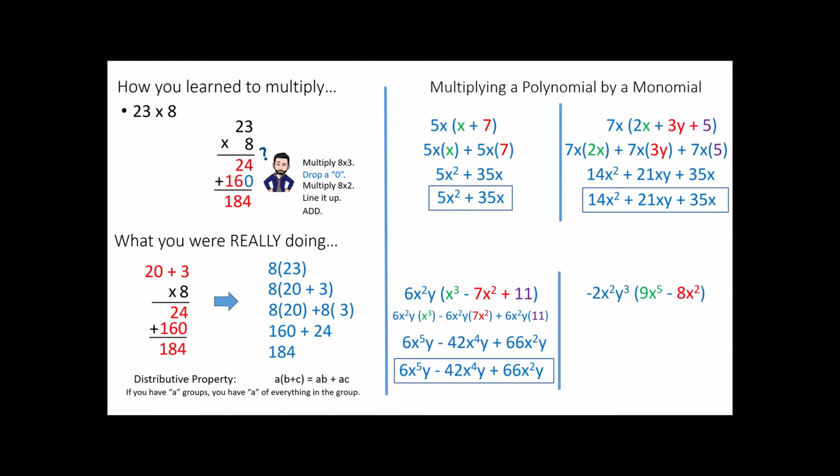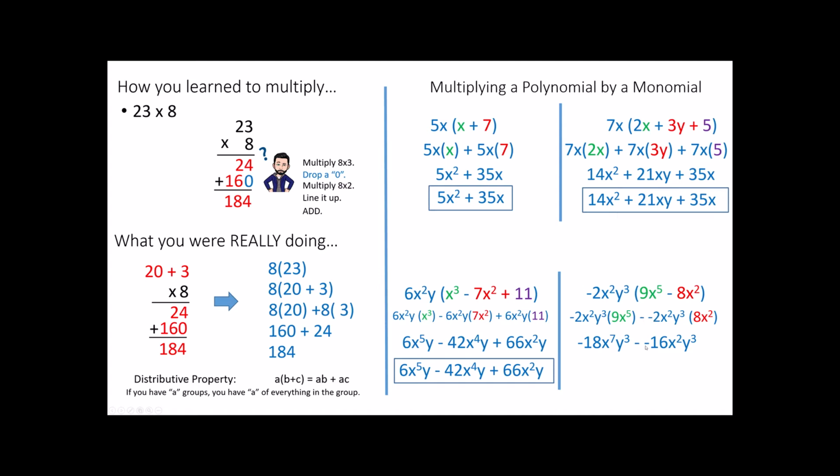Here's one more. Try that on your own. I'm going to assume you've already done that. We'll do this one a little more quickly. Whatever's on the outside gets multiplied by everything on the inside. Be very careful because you've got a negative here and a minus here. When I multiply this together, I get negative 18x to the 7th y to the 3rd.